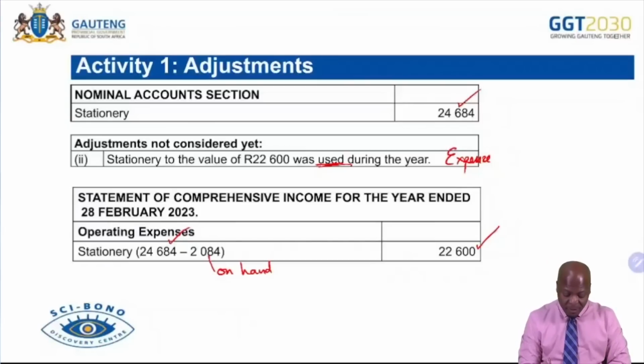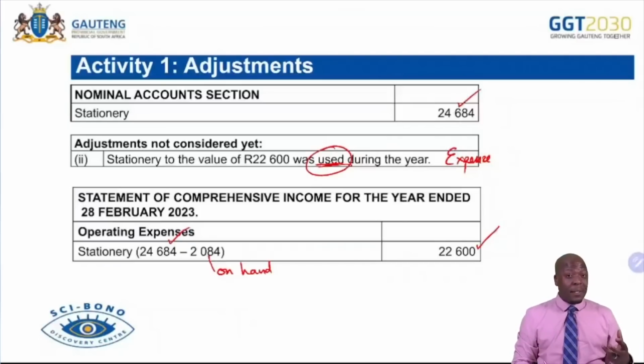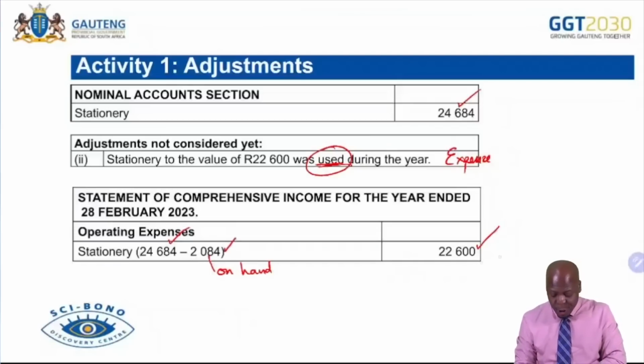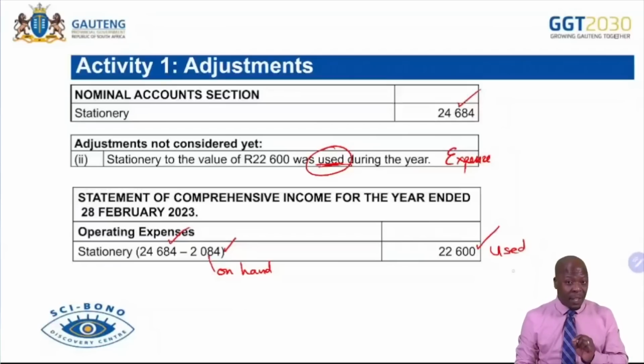All right. So what was the trick in this adjustment? They gave us the used and not the on hand. But in other papers, they can bring you the on hand. Still, you subtract it so that you can get your used. In the last column of the statement of comprehensive income, we record the used. Are we together? All right. Are you ready for the next adjustment? If you're ready, let us go.